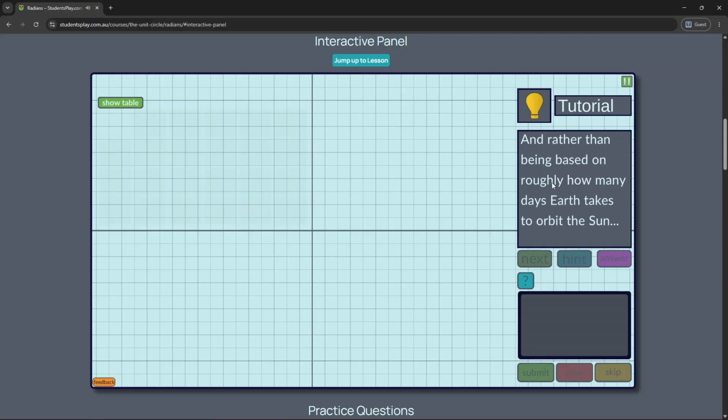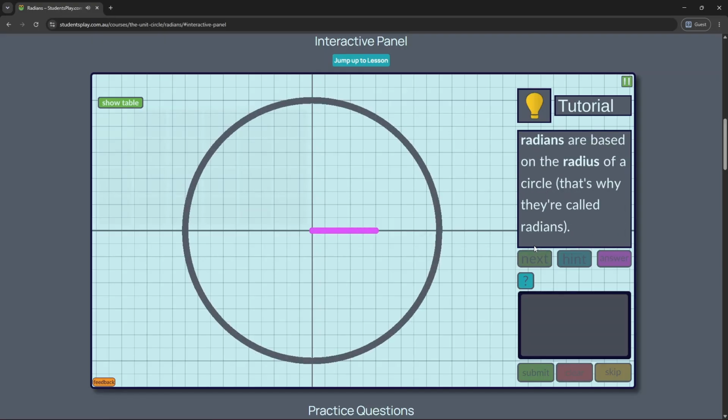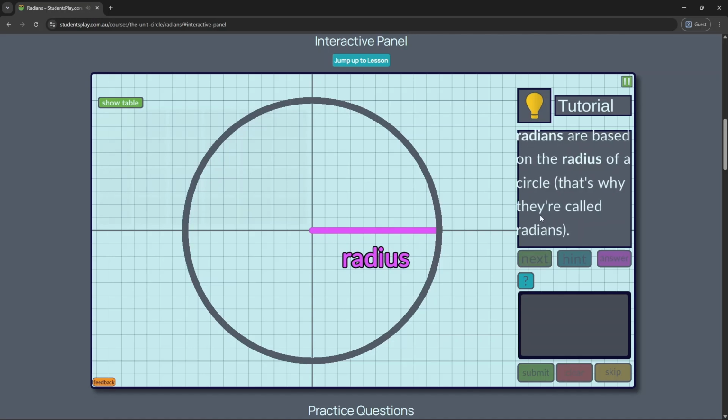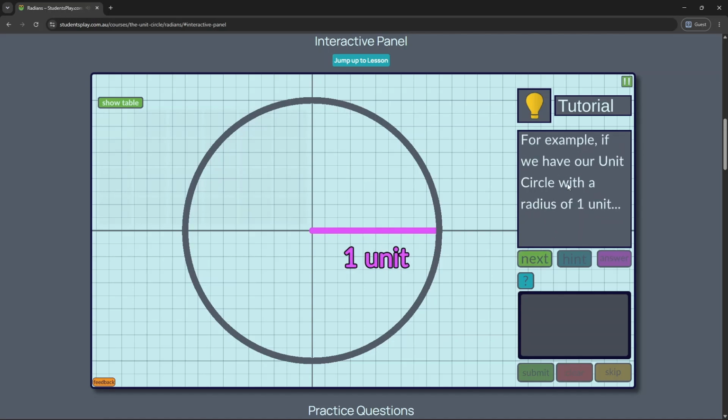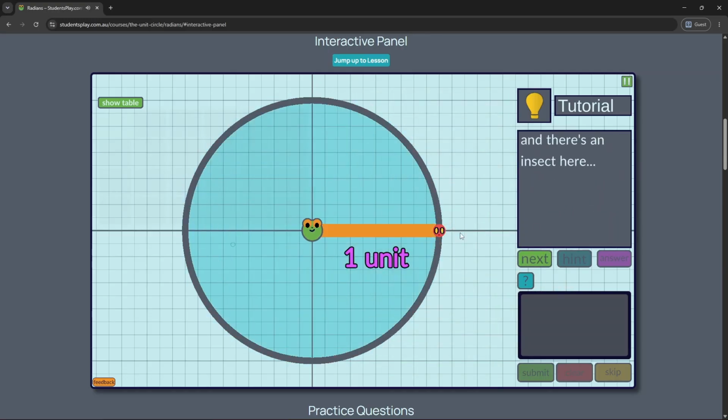And rather than being based on roughly how many days Earth takes to orbit the sun, radians are based on the radius of a circle. That's why they're called radians. So there's the radius there. We're going to base how we measure angles based on this radius. For example, if we have our unit circle with a radius of 1 unit, and there's an insect here, okay, and it flies along the edge of the pond like this, all right, traveling a distance of 1 unit, then this angle here would be 1 radian.